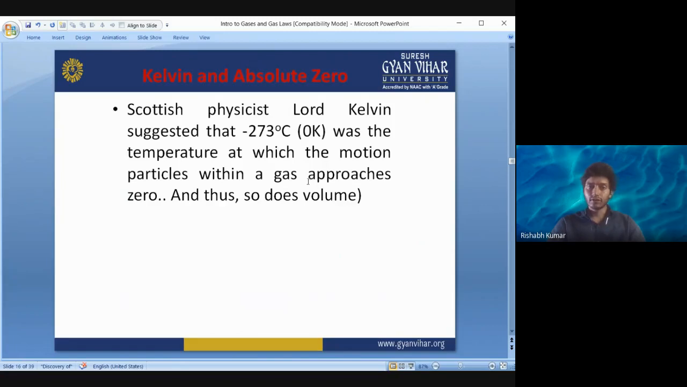Scottish physicist Lord Kelvin suggested that minus 273 degrees Celsius or 0 Kelvin was the temperature at which the motion of particles within a gas approaches 0, and thus so does the volume. So Kelvin said that at minus 273 degrees Celsius, at 0 Kelvin, absolute zero temperature, whatever motion your gases have will cease to exist, not even vibration will be there. Right, and your volume will also become zero.